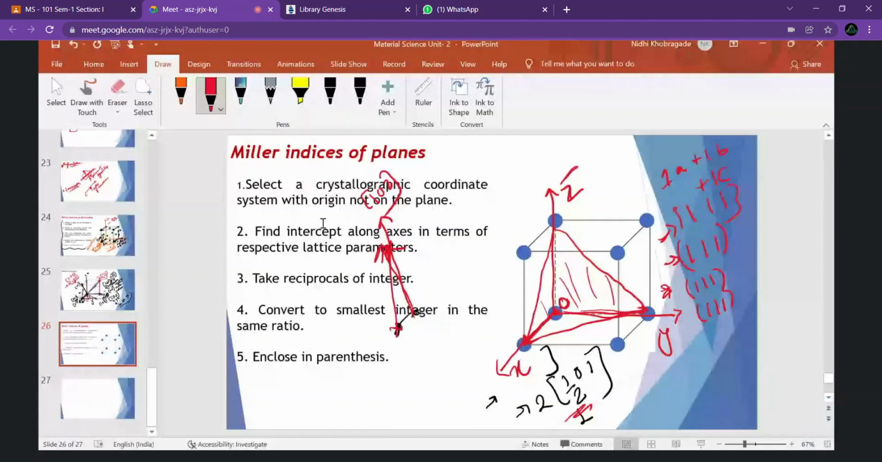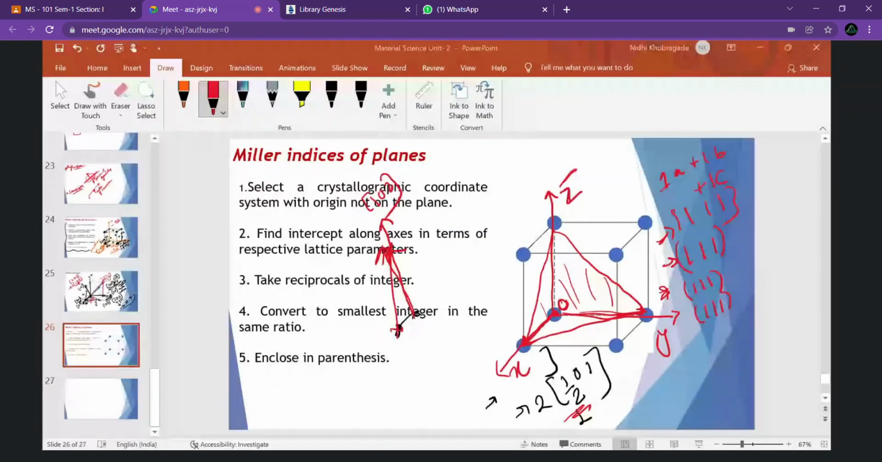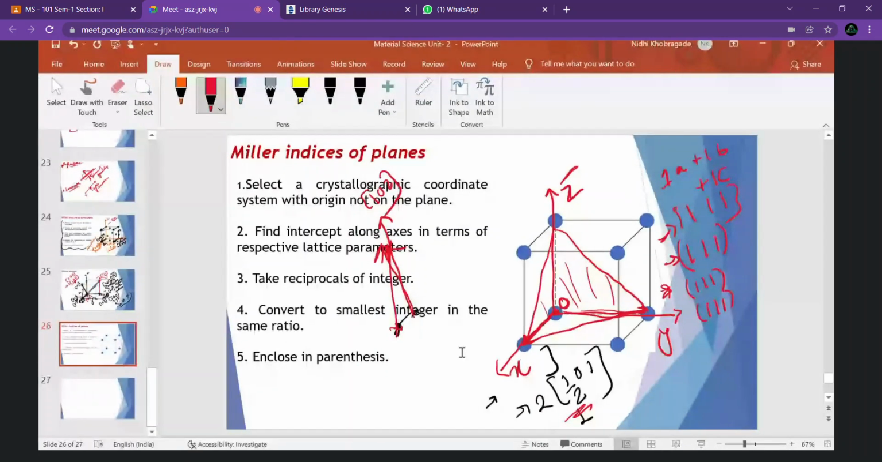Okay, fine. So what we have seen in this Miller indices of planes is that there are certain steps. Initially, the first step is to select a particular crystallographic coordinate system with origin, and the most important rule is that we should not consider our origin in the chosen plane or in the given plane. So suppose we are considering this plane in the triangular shape, this triangle as our plane, and we have chosen our origin on the back side of the crystal.